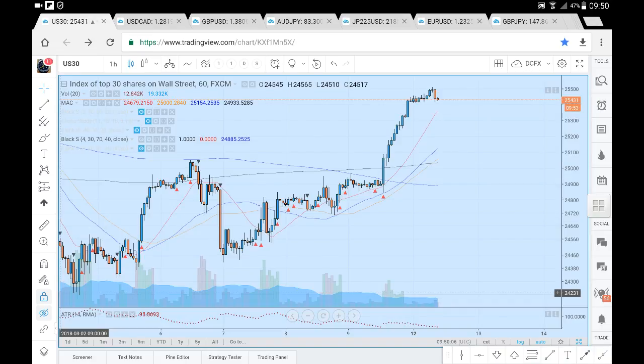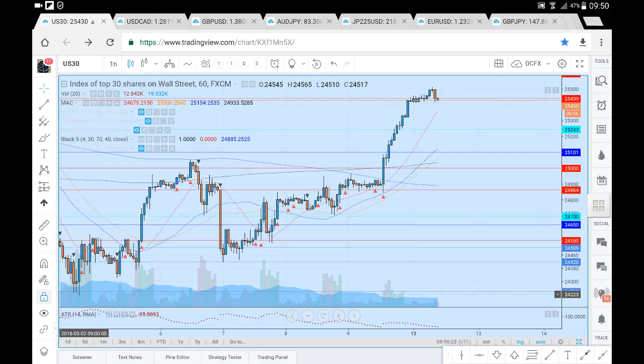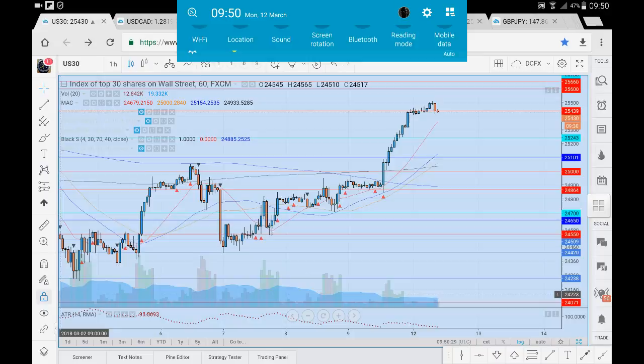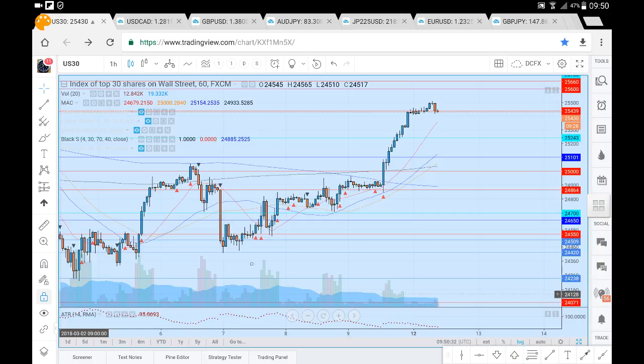So this is US 30 analysis for Monday, the 12th of March. Now, let's have a look at what happened to prices and where prices may likely go. We're here on the US 30. I should probably get my drawings back on the chart because they're important reference points. There we are.